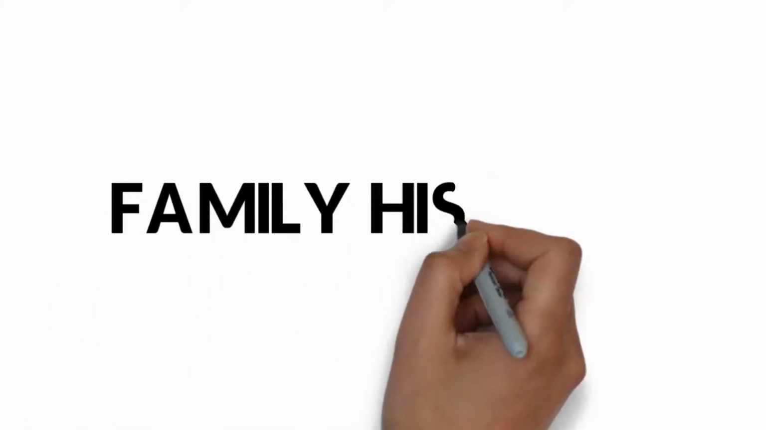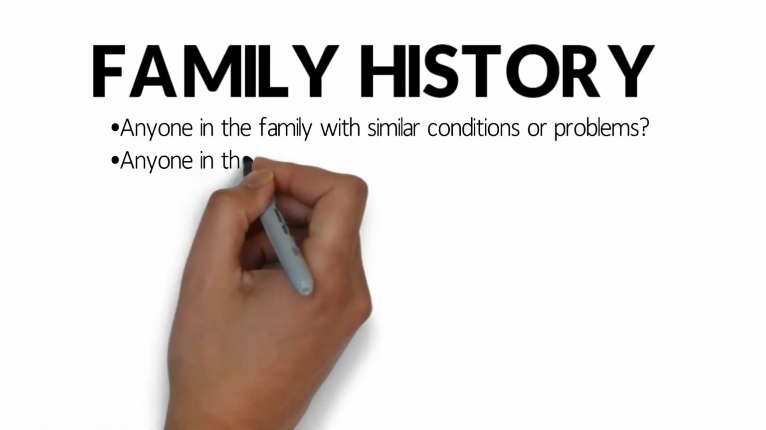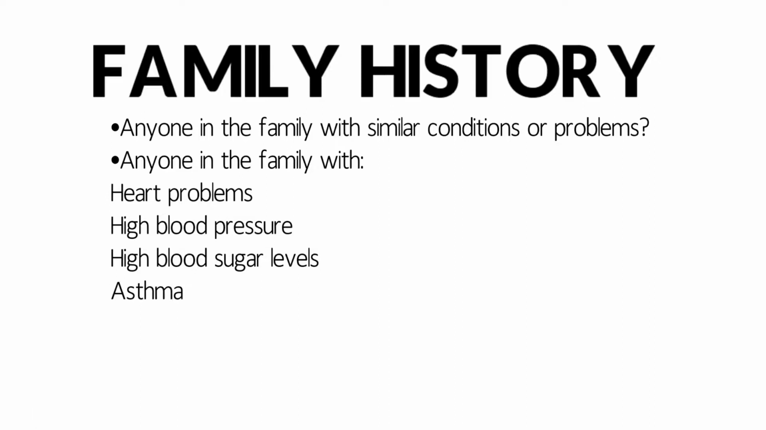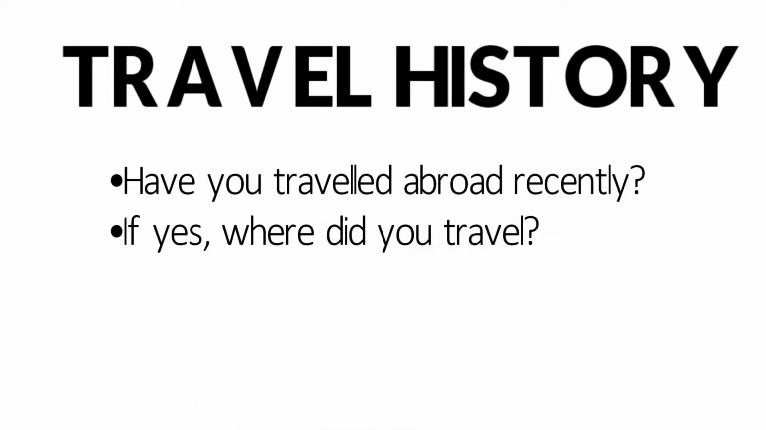After allergy history, we come to the family history. In this part, we ask the patient if any of his family members is having similar problems, or if any of the family members has other conditions like heart problems, high blood pressure, high blood sugars. Then we come to the travel history. In this part, we ask the patient if he or she has been abroad recently. If yes, then we need to take the details of their visit as well.